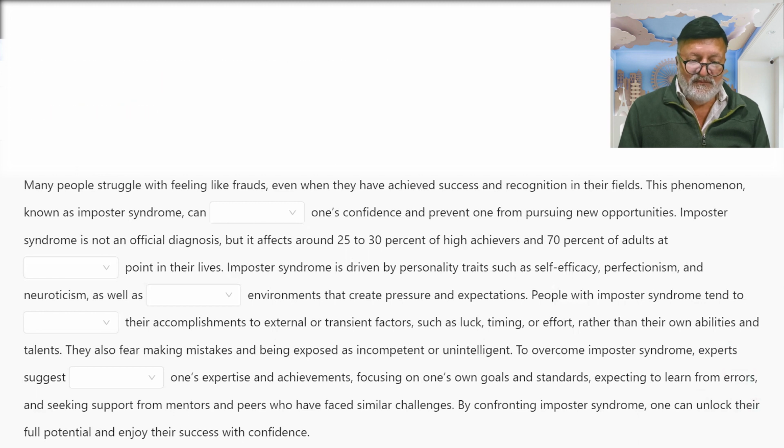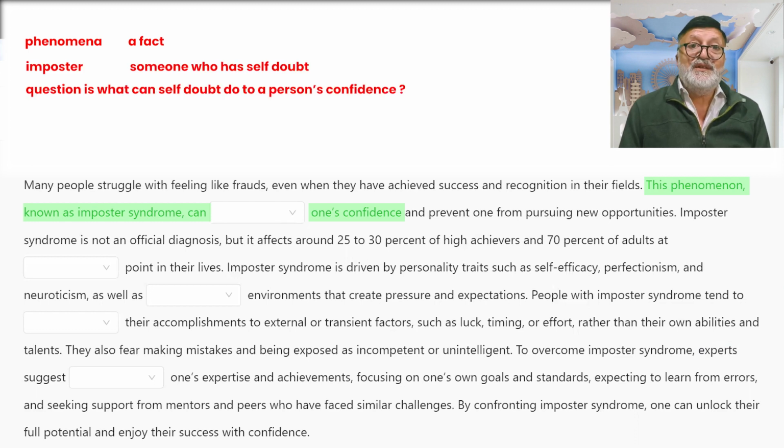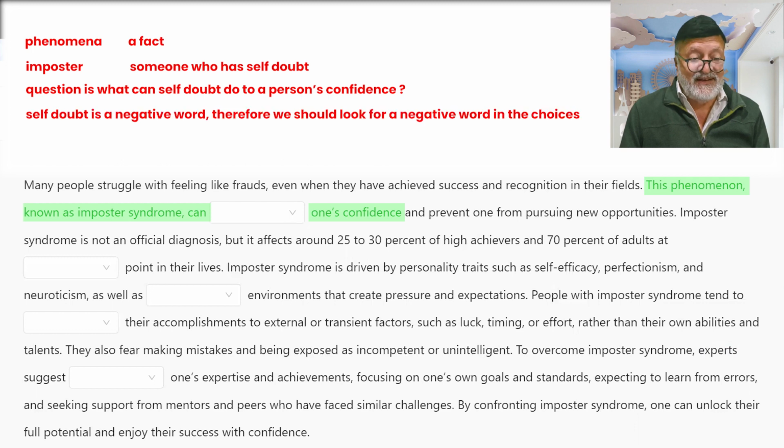We'll start from this phenomena known as imposter syndrome can dash one's confidence. So friends, phenomena means a fact and imposter is someone who has self-doubt. So the question is, what can self-doubt do to a person's confidence? Since self-doubt is a negative word, we should look for a negative word in the choices.